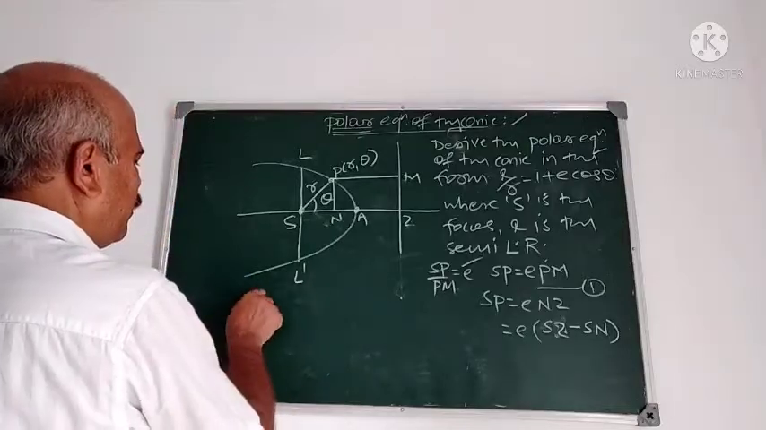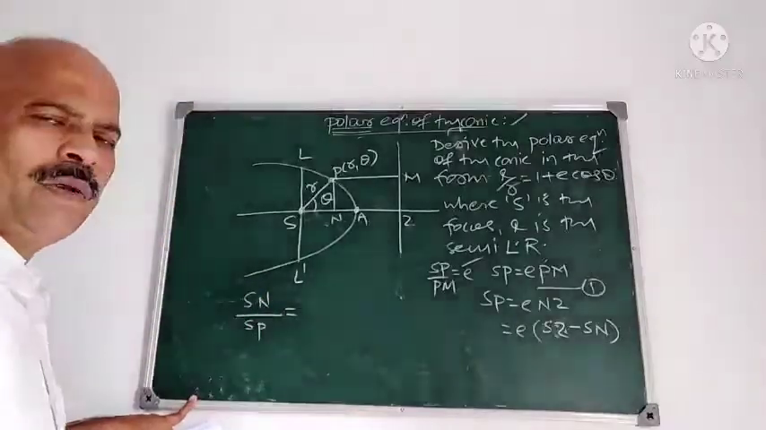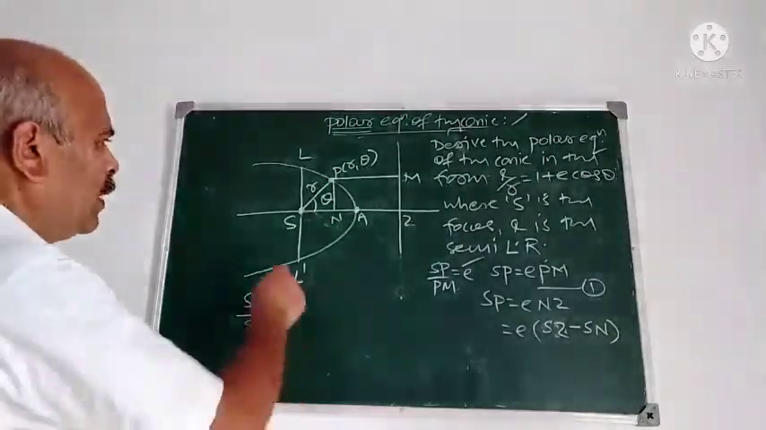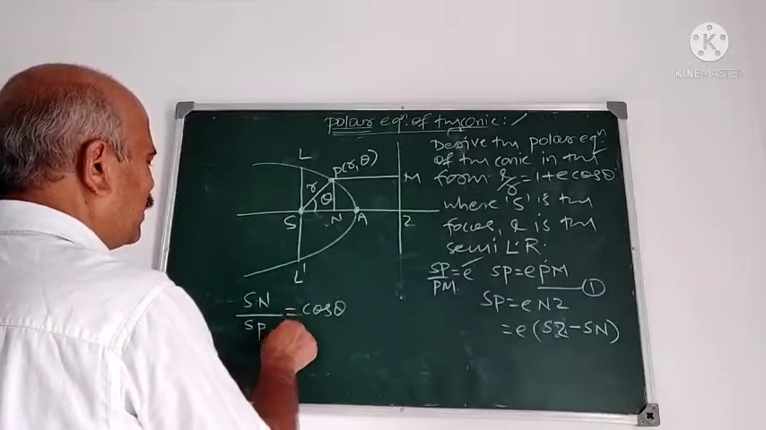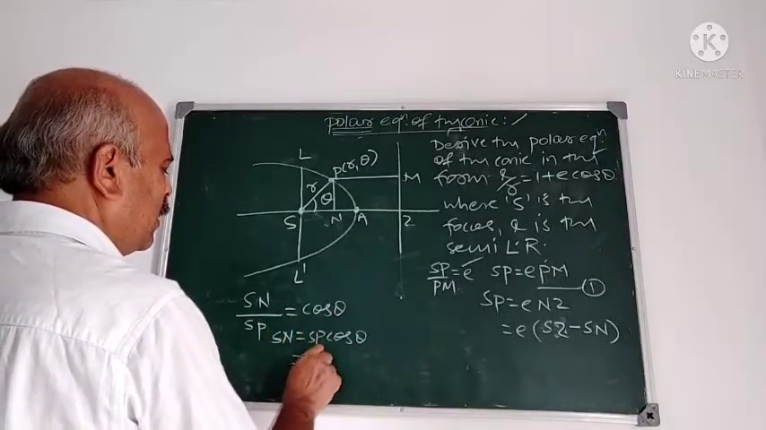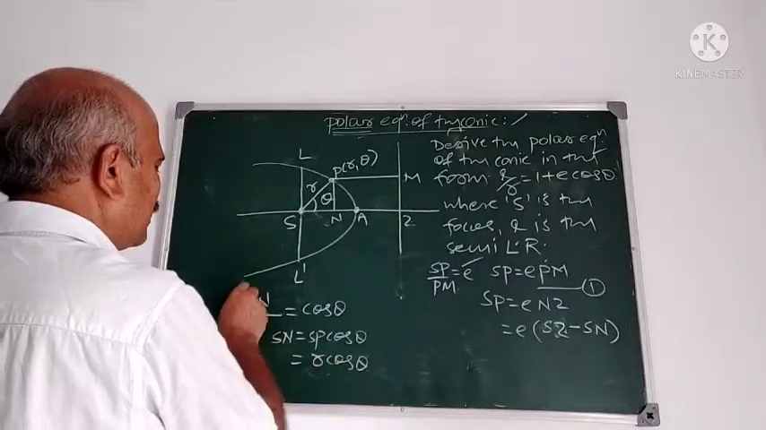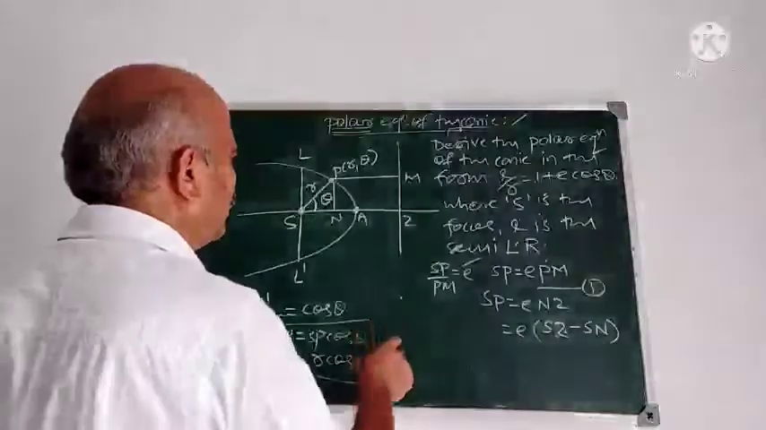Now consider here SN by SP. What is SN by SP, anybody? SN by SP is cos theta. Therefore, SN is SP cos theta. But what is SP? It is R, so SN is R cos theta.